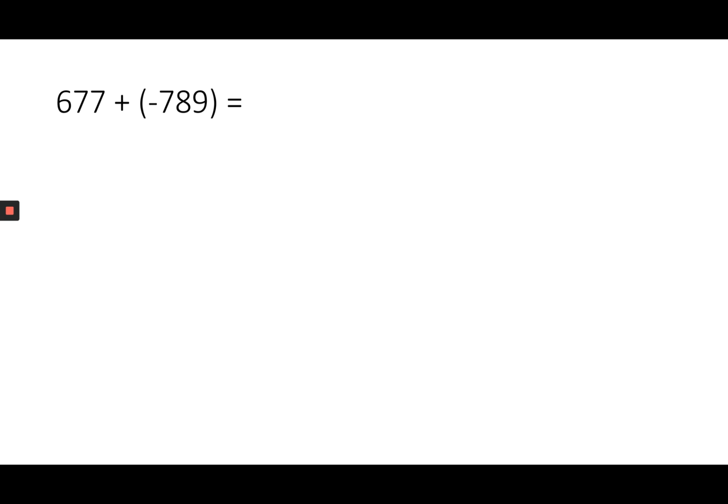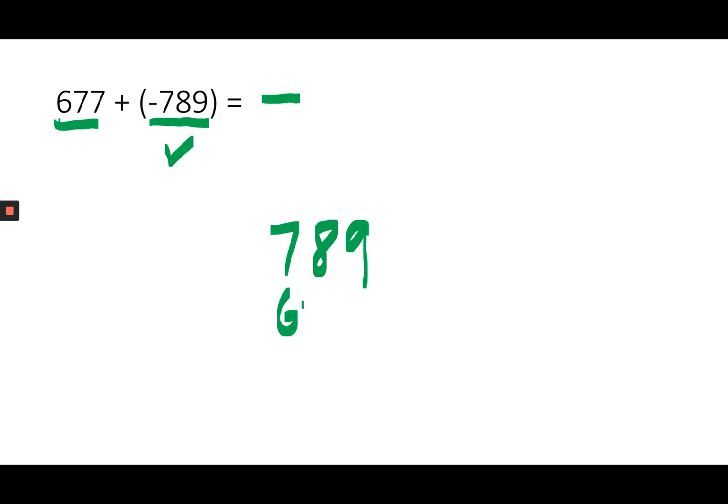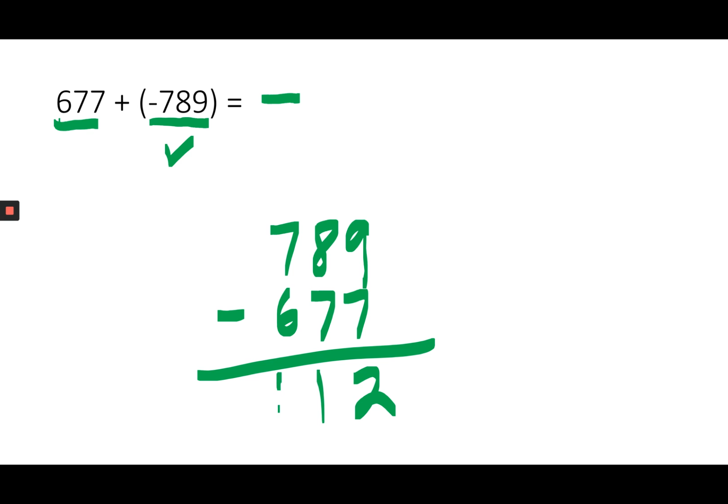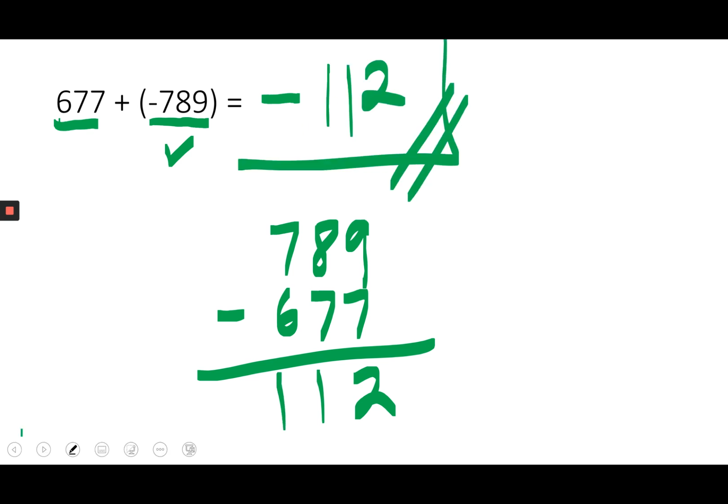Their signs are different. This is positive and this dude is negative, and I'm adding them. All right. Whose absolute value is bigger? Definitely the negative part is bigger. They are going to choose the sign of the answer. It's going to be negative. All right. If it's going to be negative, I need to find the difference. 789 minus 677. 9 minus 7 is 2, 1, 1. Negative 112 is my sum.